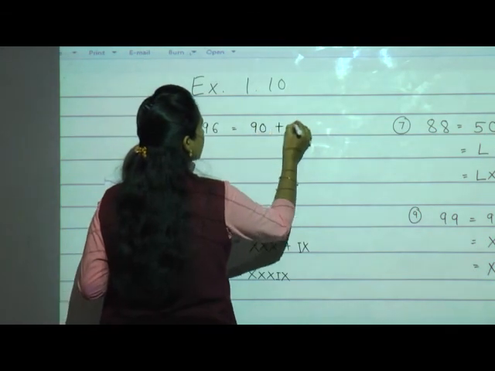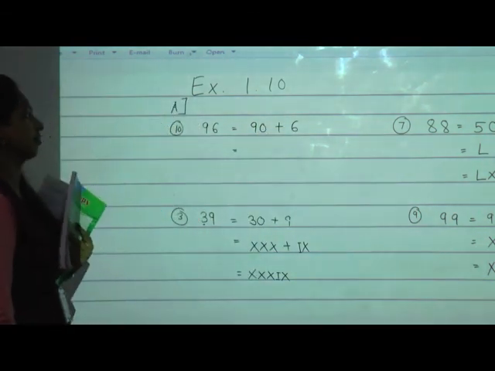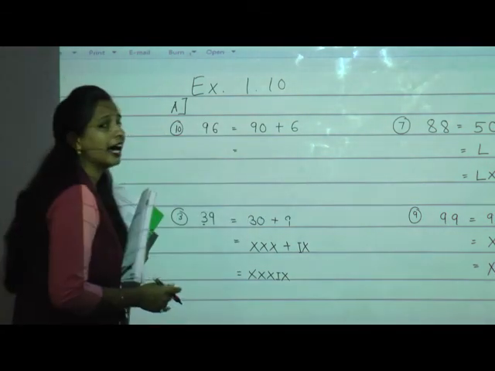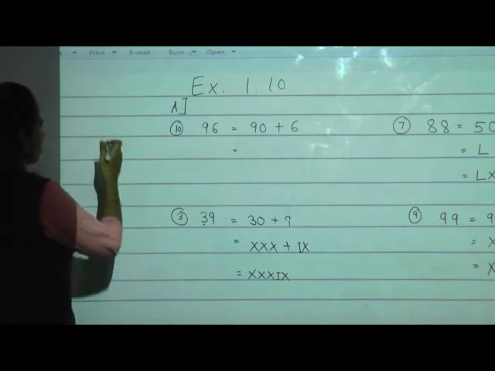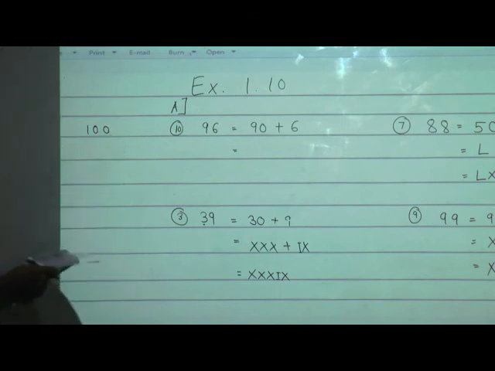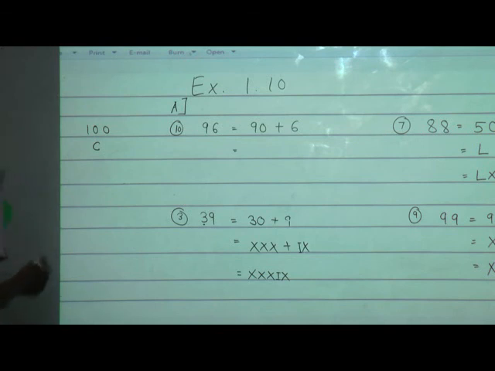90 plus 6, it becomes 96. So 90's value is X and L. Why are we saying X and L? Just let me tell you 100. What is the 100 value, students? Yes, as you know everyone, 100 value is C. We represent 100 as C.